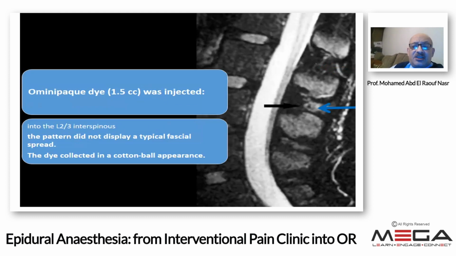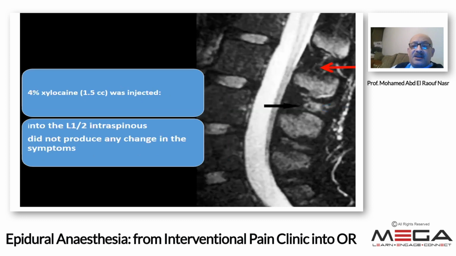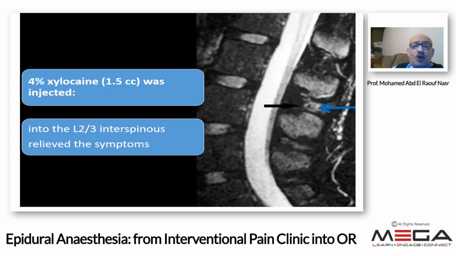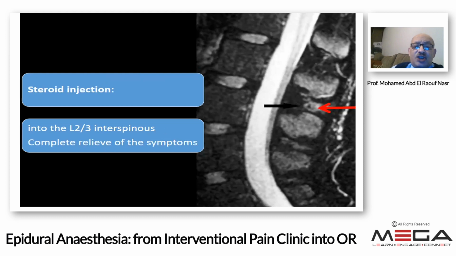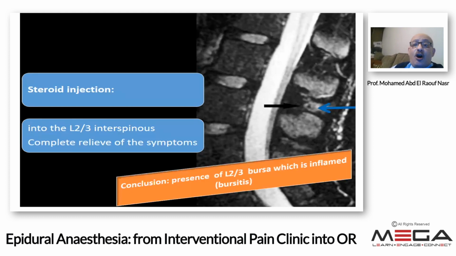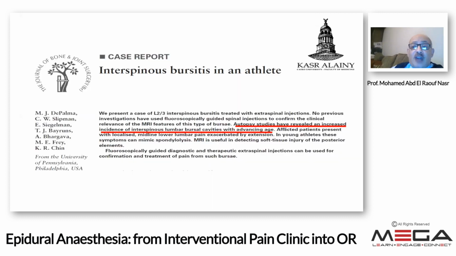When they injected the dye opposite to the diseased area, they got the cotton ball appearance. Local anesthetic in the normal area does not relieve pain. Local anesthetic opposite to the cyst relieves the symptoms. This is followed by injection of steroids, and this will lead to total disappearance of the pain, which was attributed to bursitis. This is very common in geriatrics and in athletes.